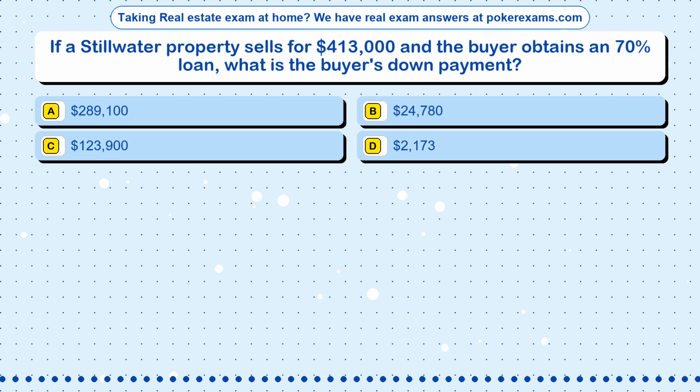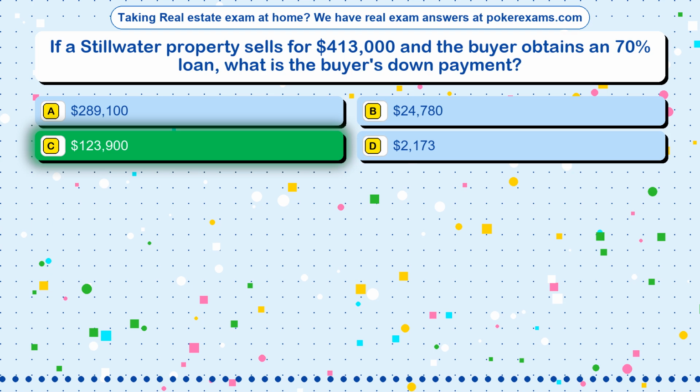Question 75. If a Stillwater property sells for $413,000 and the buyer obtains a 70% loan, what is the buyer's down payment? Option A, $289,100. Option B, $24,780. Option C, $123,900. Option D, $2,173.